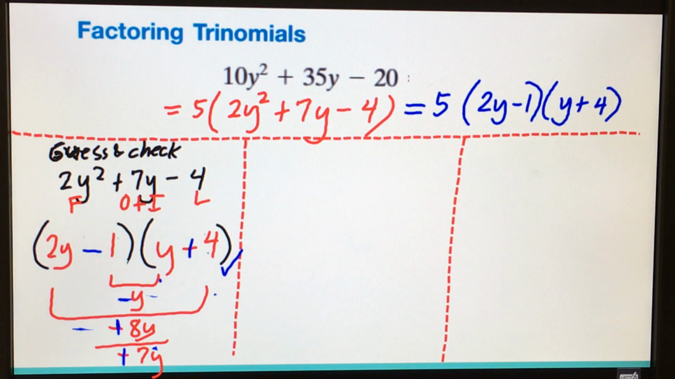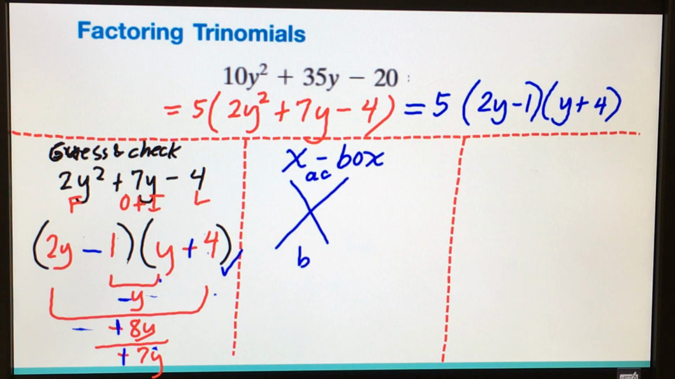The other one is what we call the X box. So we first start with the X, multiplying the a and the c, and the b at the bottom. ac is the coefficient of the first and the last term multiplied, so that is negative 8. b is the middle term, which is 7. Now we're going to look for numbers that multiply to negative 8 and add up to 7, and that would be 8 and negative 1. So now that we've done the X part, we now do the box.